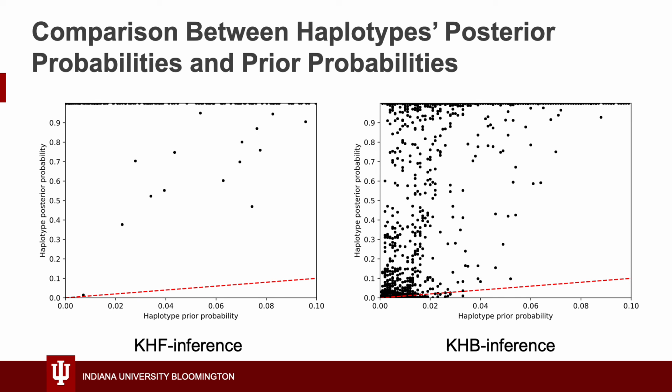Here we show the comparison between the haplotypes' prior and posterior probability. The x-axis is the haplotype's prior probability and the y-axis is the posterior probability. And the red dashed line here indicates the haplotype has the same prior and posterior probability. And we could see that by applying our method, we could significantly improve the probability of a rare haplotype to be in the database, and in some cases we could even determine the existence of the rare haplotype.